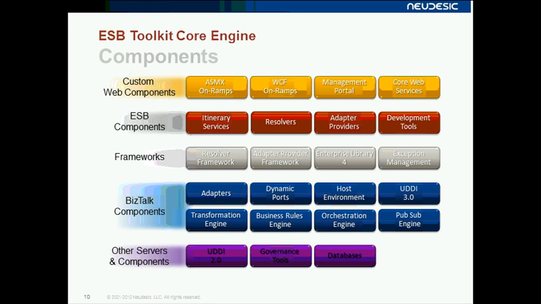There are some frameworks involved, and really what's key to understand is that what was introduced in 2.0 was really the extensibility idea that resolvers, adapter providers, which are key to the ESB Toolkit, and we'll go over those a little bit more. Really it is a framework, so how the ESB development team, Toolkit development team developed and created their itinerary services and resolvers and adapter providers is really the exact same way that you might potentially extend the ESB Toolkit.